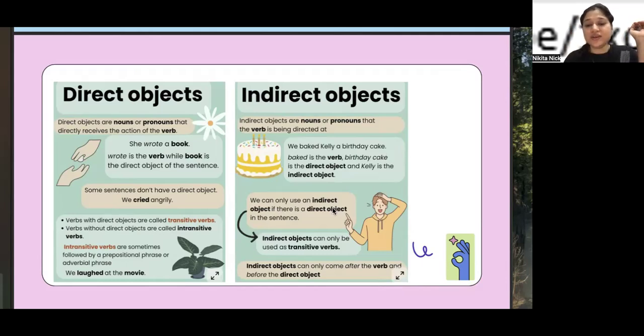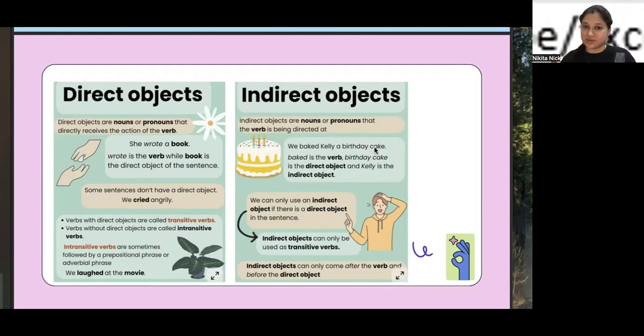We can only use an indirect object if there is a direct object in the sentence, because that object is given to whom? That is also a question, right? That's why here, we baked Kelly a birthday cake.